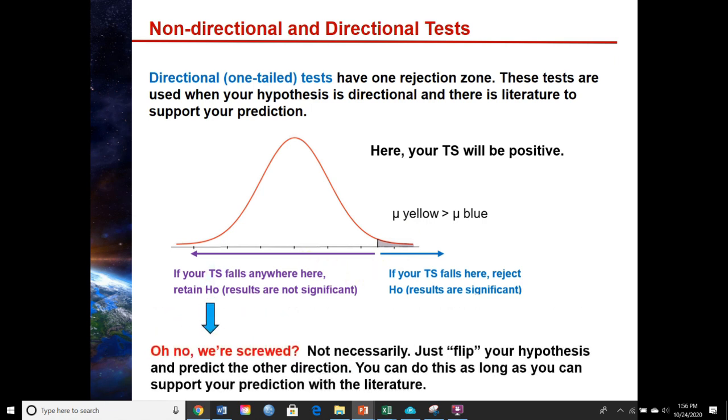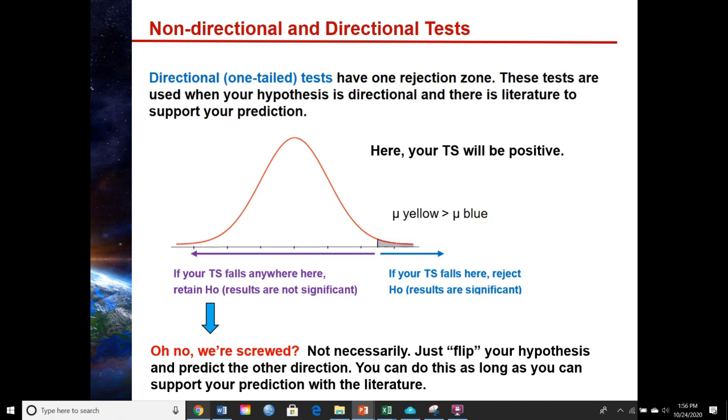Not necessarily. And that's because we can just go back to our original hypothesis and remember that magic key on your keyboard, the delete key. We'll just go delete, delete, delete, and change this and flip your hypothesis. So instead of saying yellow is going to be higher than blue, say yellow will be less than blue. All right, now you might be thinking that's cheating.